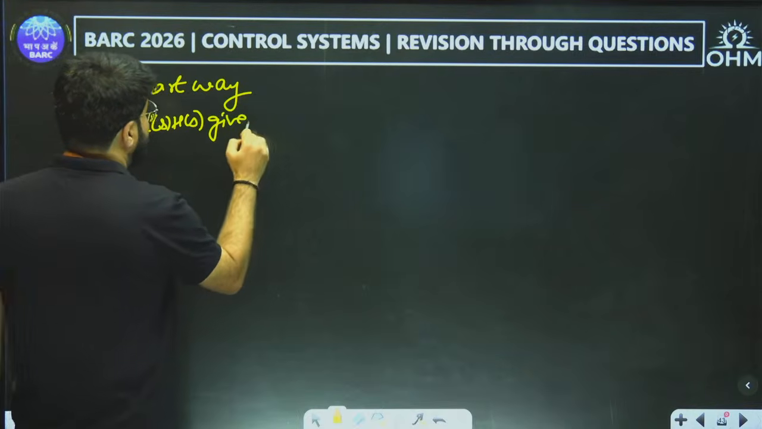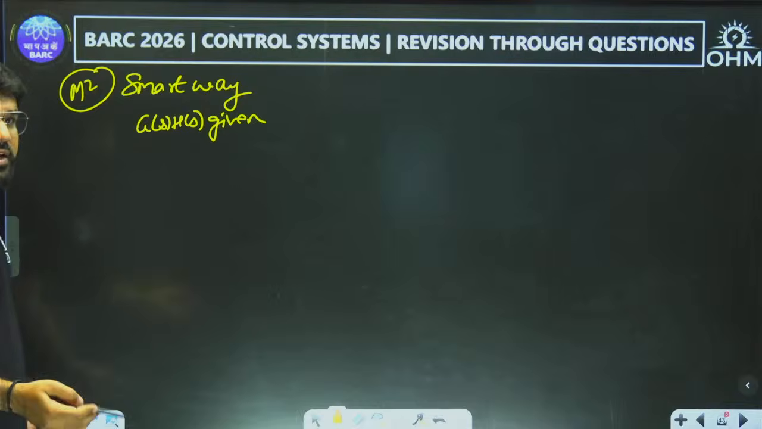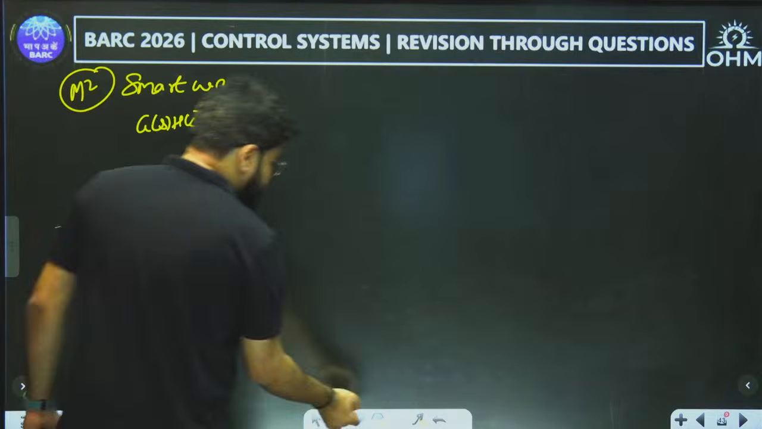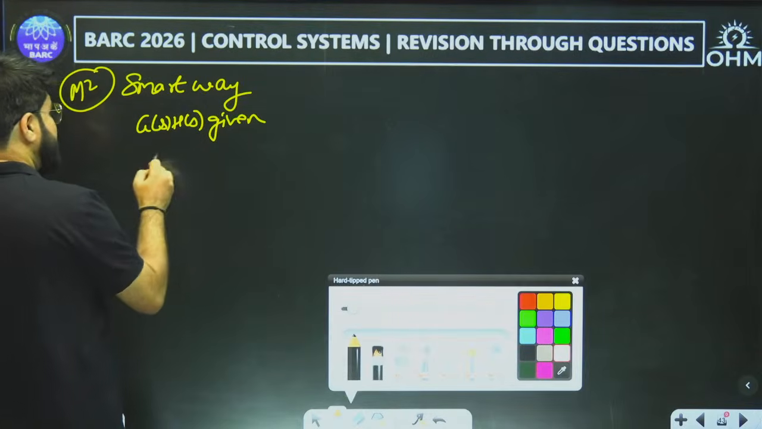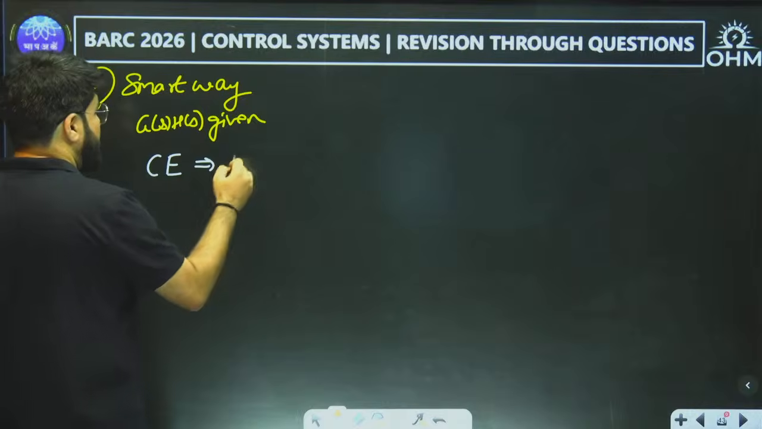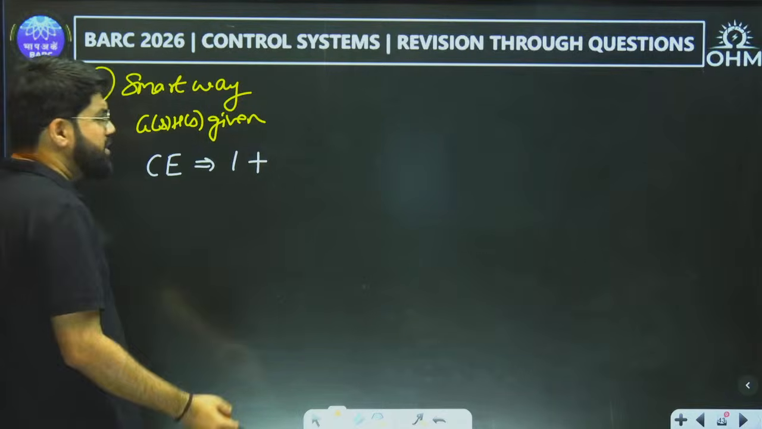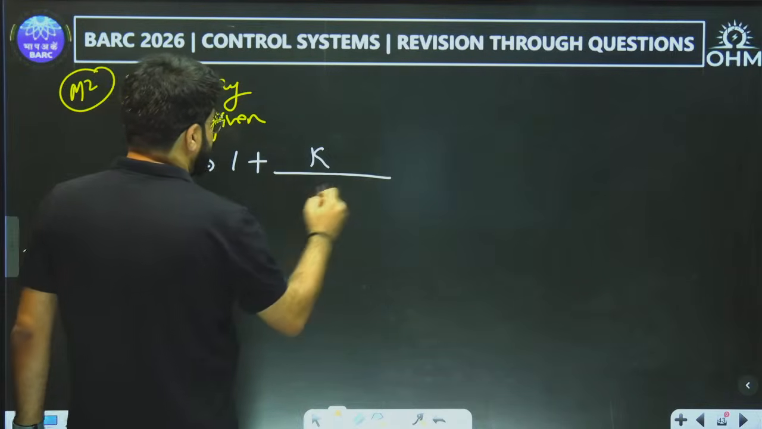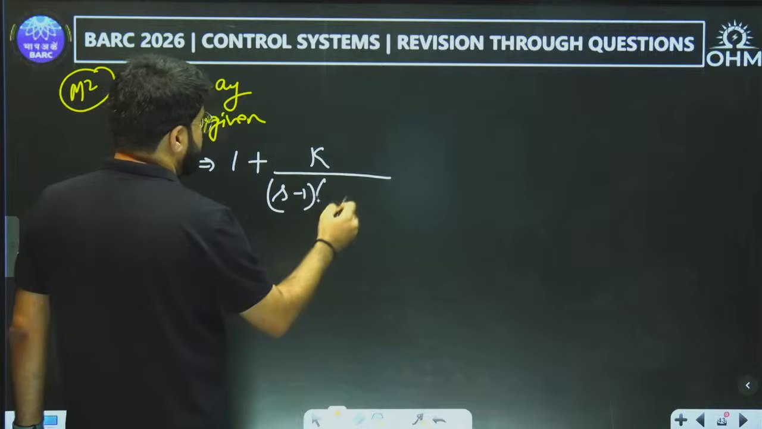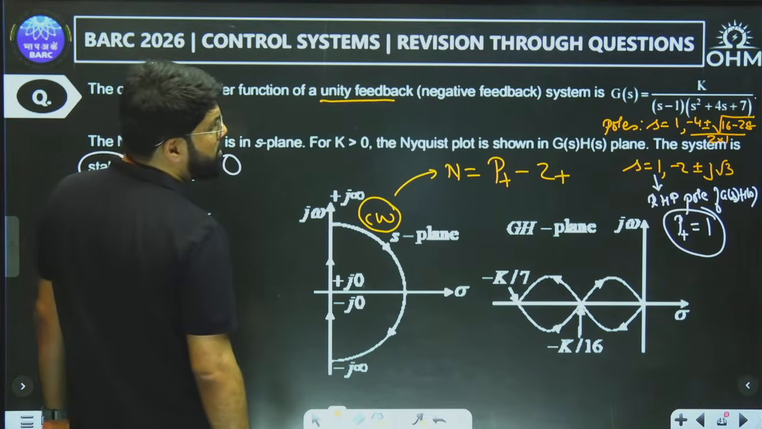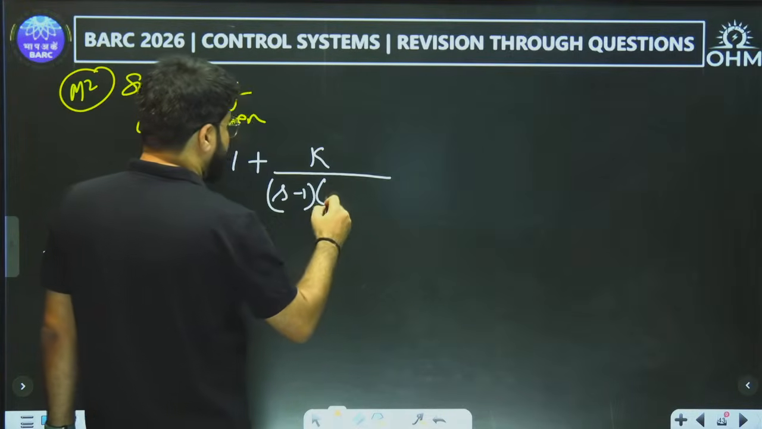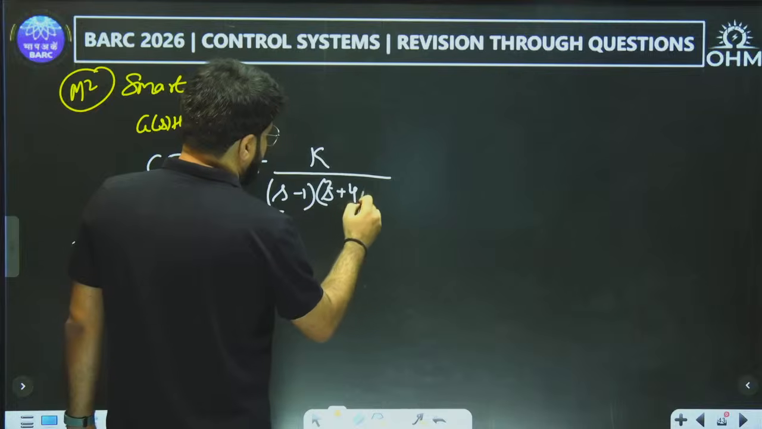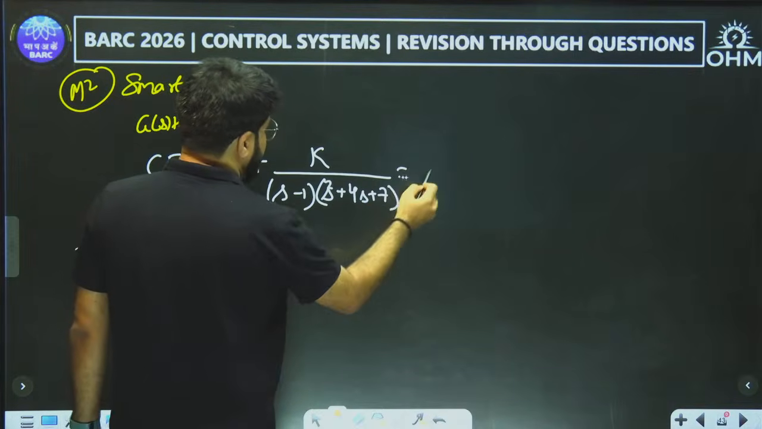G(s)H(s) usually is not given in a Nyquist plot question. They give some indirect information on G(s)H(s). But here G(s)H(s) is given, so I can form the characteristic equation and solve the question by Routh-Hurwitz. 1 plus G(s)H(s), given as K upon (s minus 1) into (s square plus 4s plus 7), equal to 0.